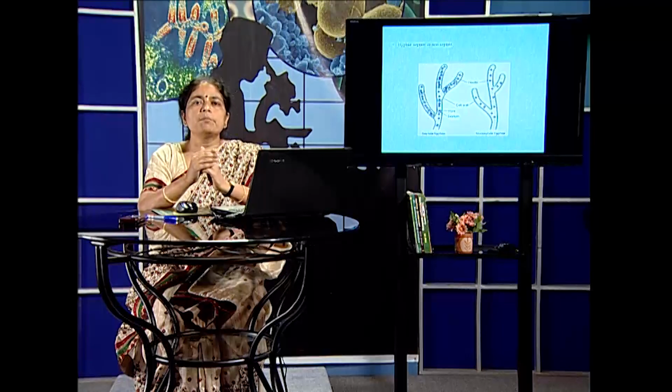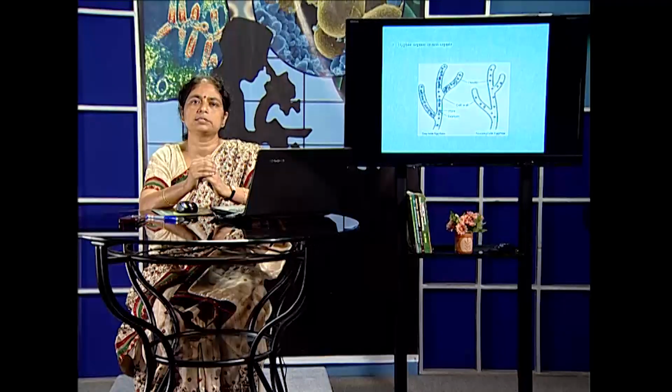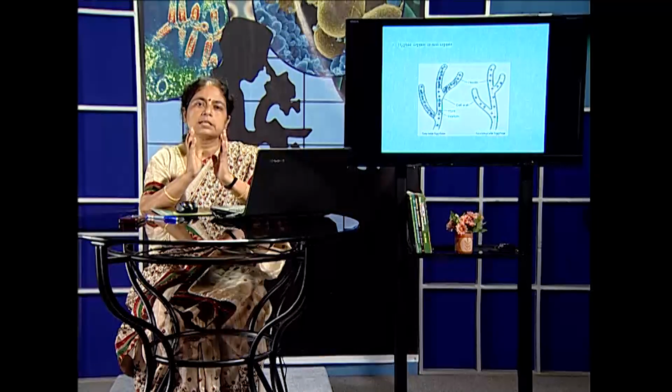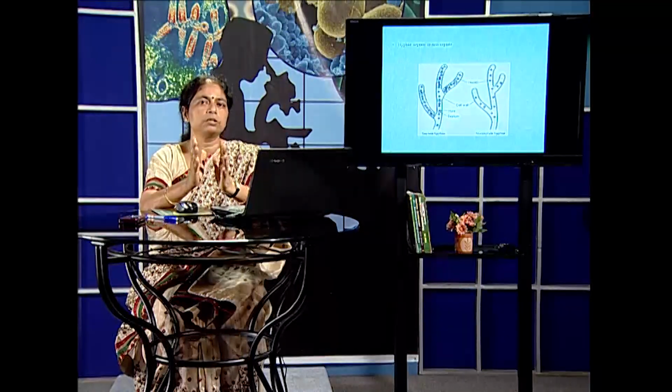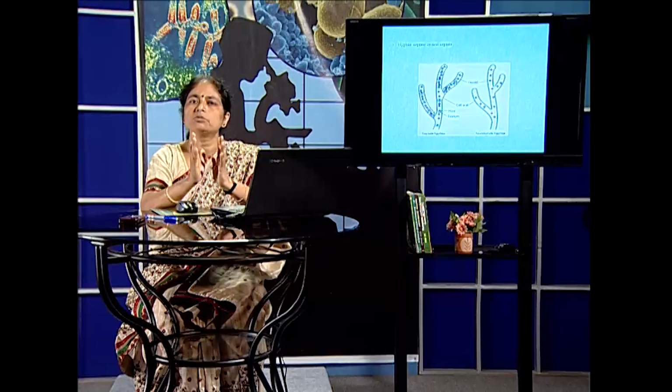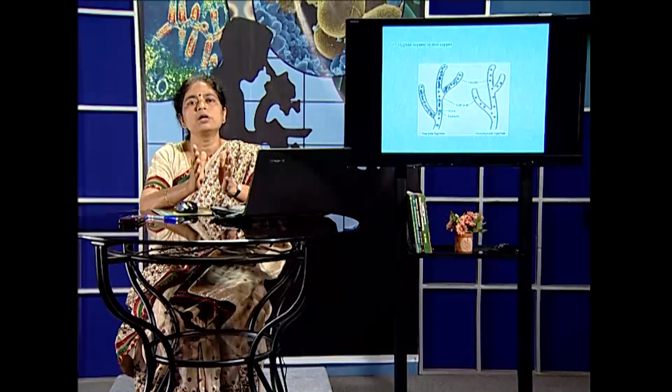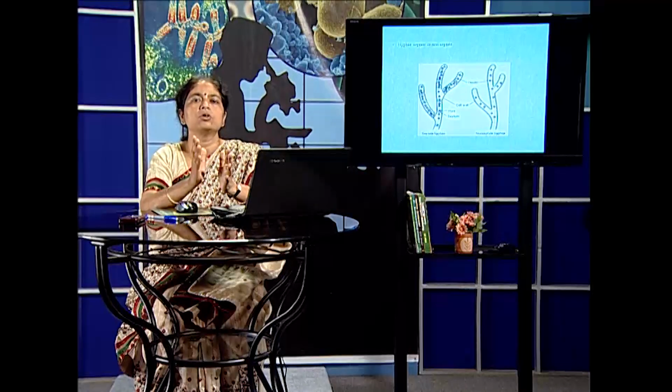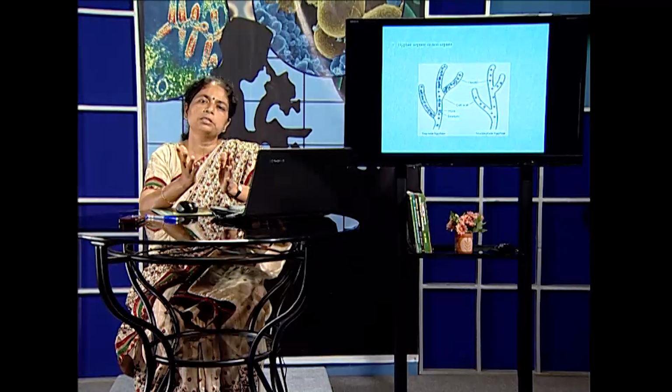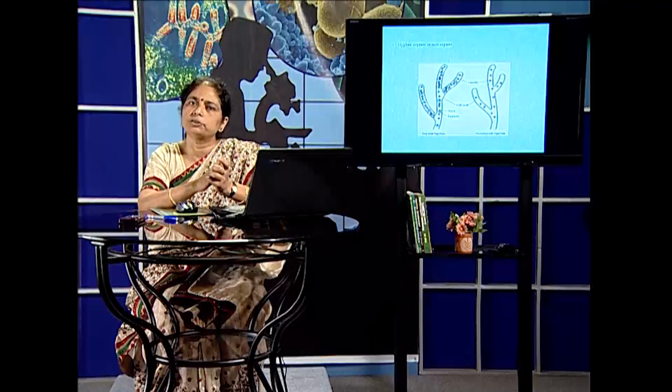However, when the mycelium does not have any partitions, you are not able to see any partitions inside it. It is a clear hyaline structure, and the thin thread-like structure appears very transparent. We call it an aseptate or non-septate mycelium, which is seen in the case of Mucor and Rhizopus.